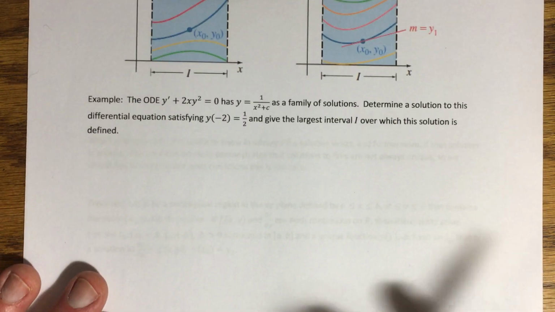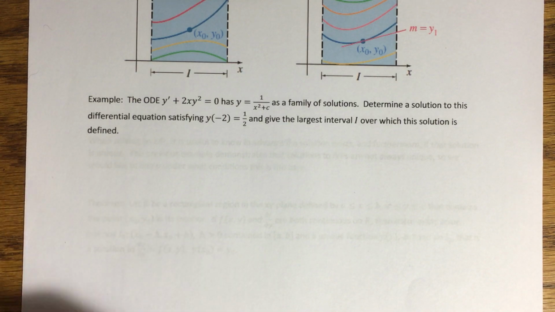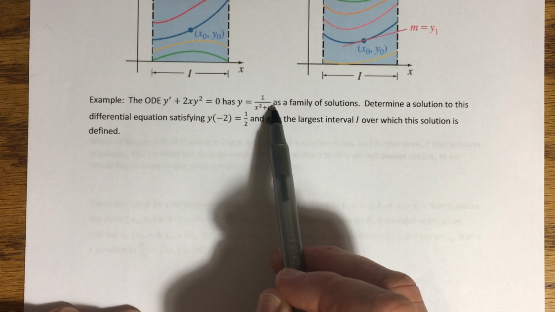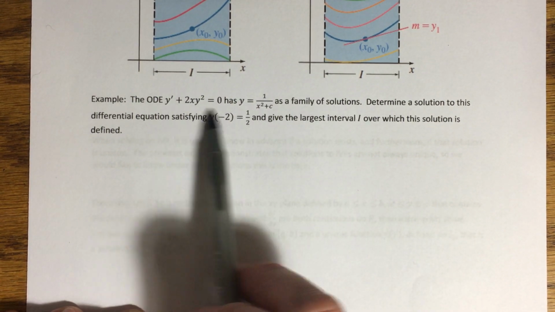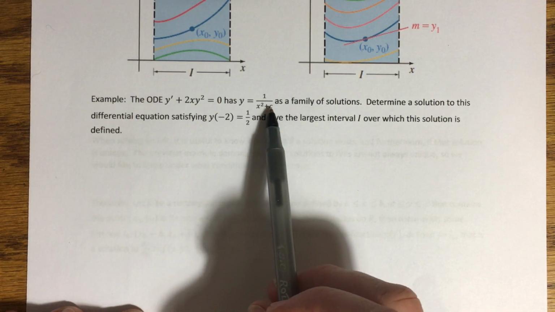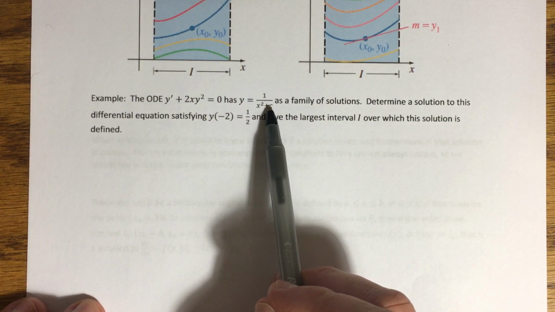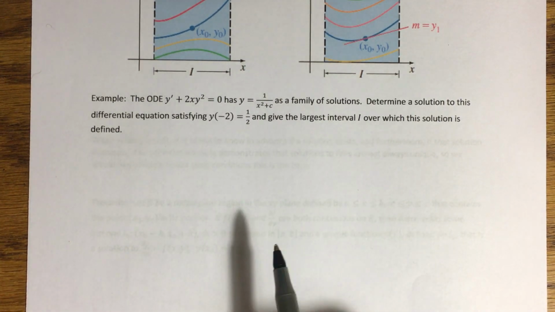So we have an ODE here, y prime plus 2xy squared equals 0. And we're told that y equals 1 over x squared plus c, remember c is your parameter, is a family of solutions for this ODE. We're not asking you to verify that. We're just going to go ahead and accept that this is a family of solutions for this, although that would be easy enough to verify.